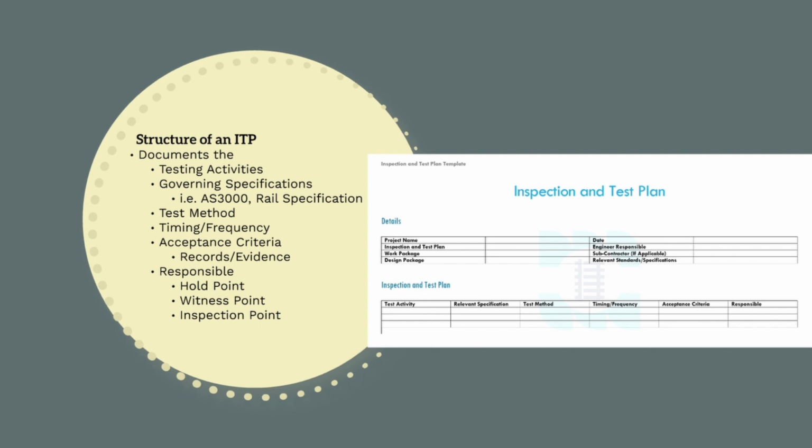The timing and frequency section specifies when and how many times the inspection must be carried out. For example, at 10% complete, every 100 meters of trenching, or maybe every day. Again, this will depend on the activity being undertaken. Additionally, if the ITP is written for a scope of works where there have been lots of errors in NCRs, you may elect to test more frequently.